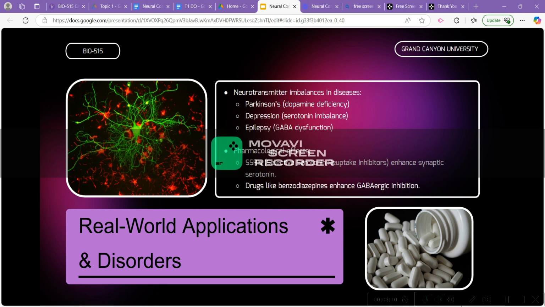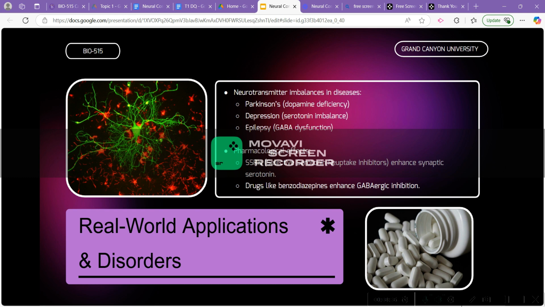Neurotransmitter imbalances play a significant role in various neurological and psychiatric disorders, affecting brain function and behavior. Parkinson's disease is caused by a deficiency of dopamine, a neurotransmitter essential for motor control. The loss of dopamine-producing neurons in the brain leads to symptoms such as tremors, rigidity, and difficulty with movement.